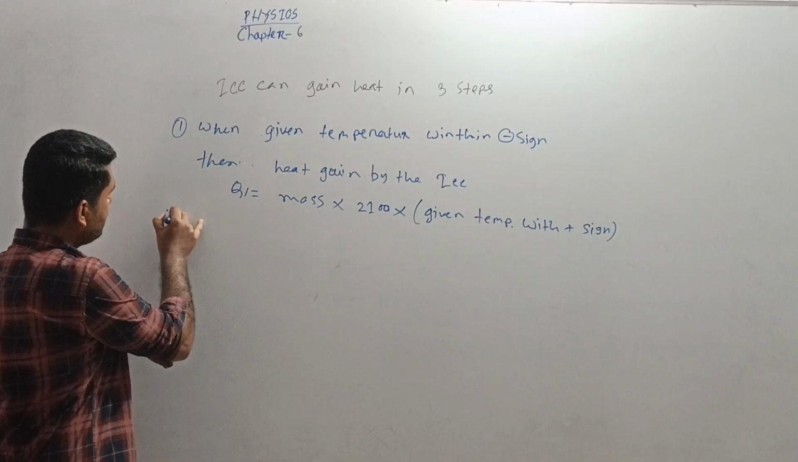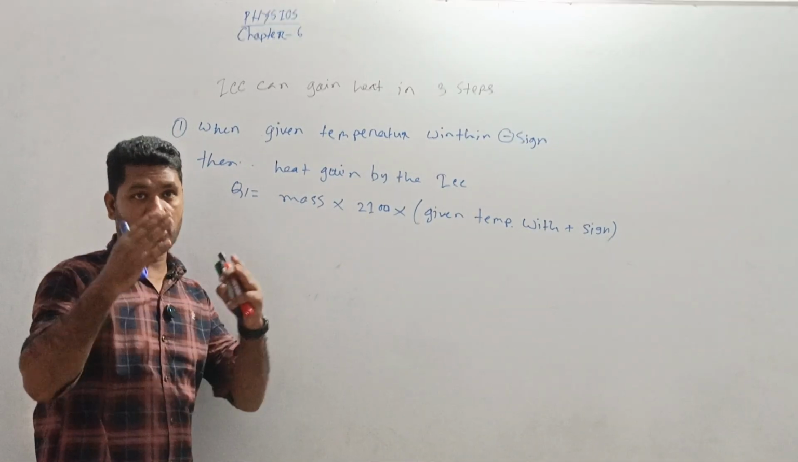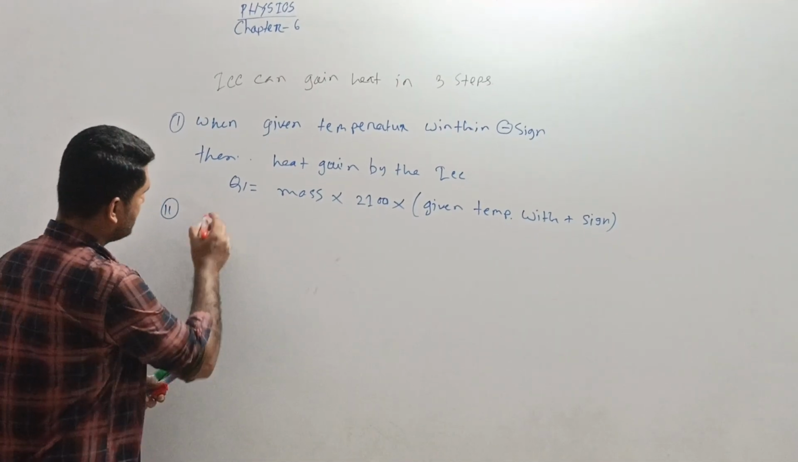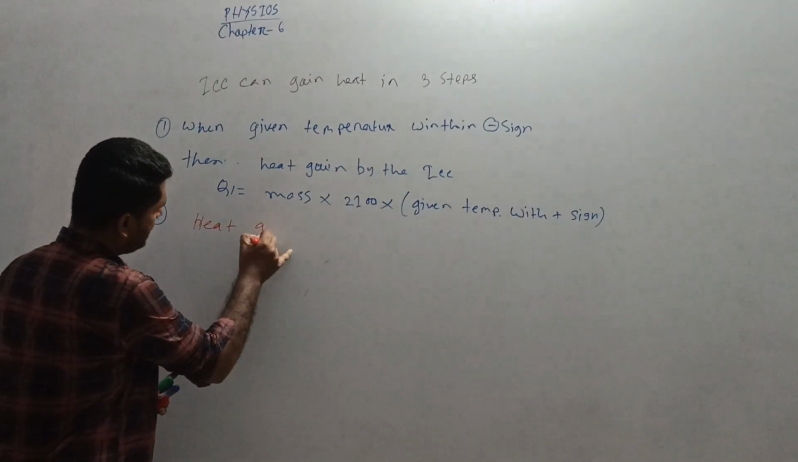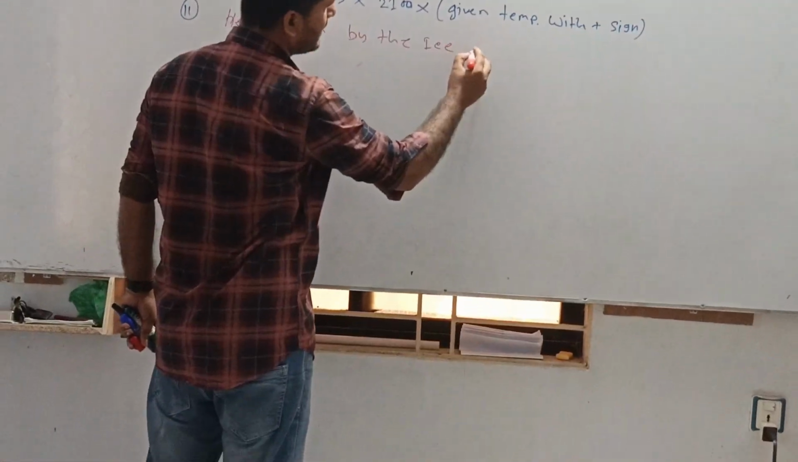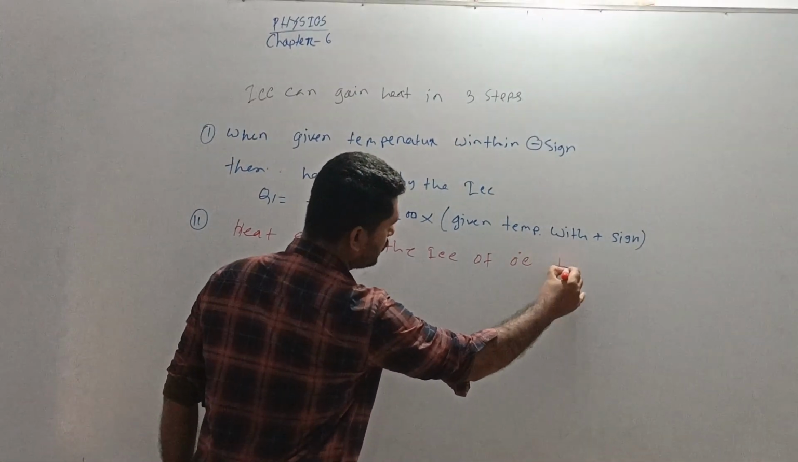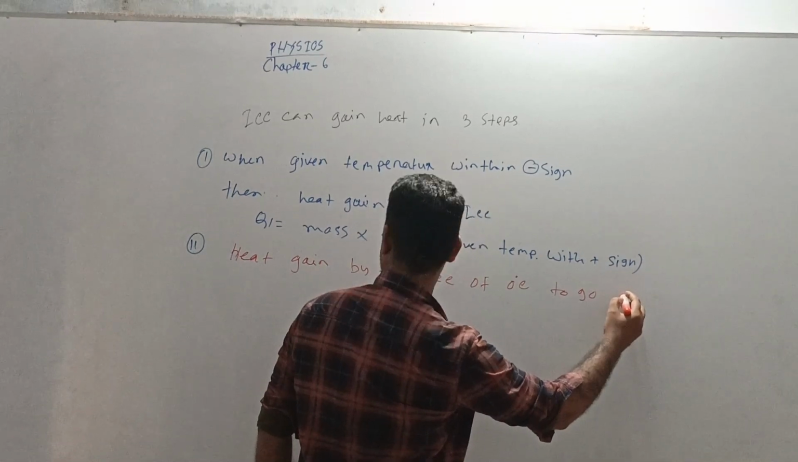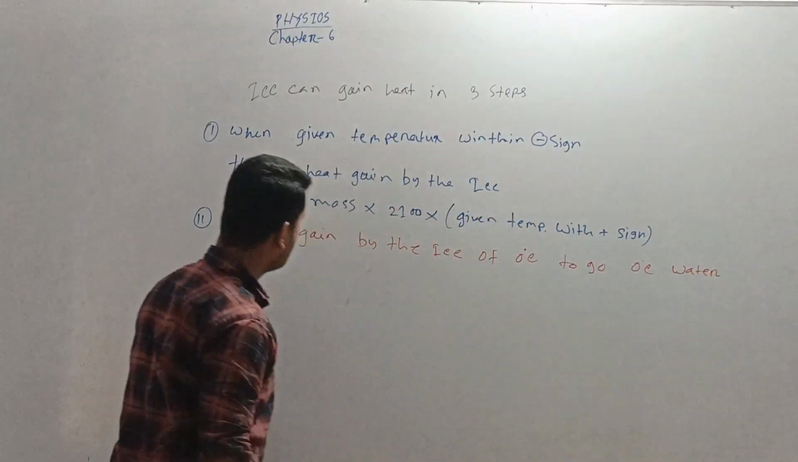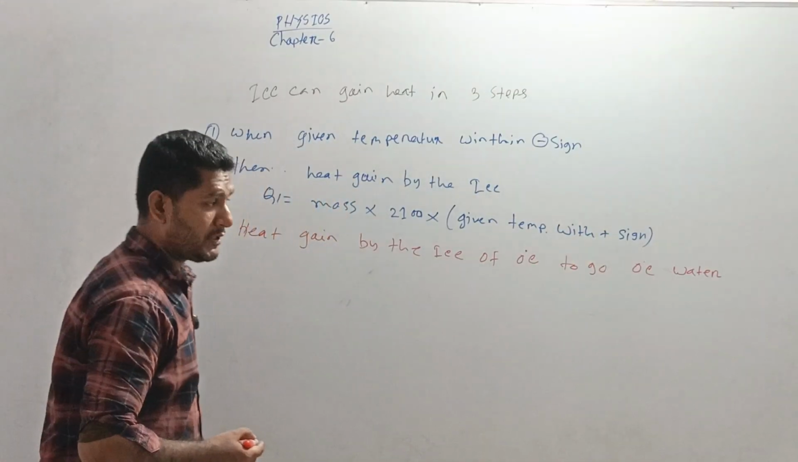Step number 2. Now the ice is at 0 degrees Celsius and the state is solid. Now the heat gained by the ice of 0 degrees Celsius to go to 0 degrees Celsius water, melt water.